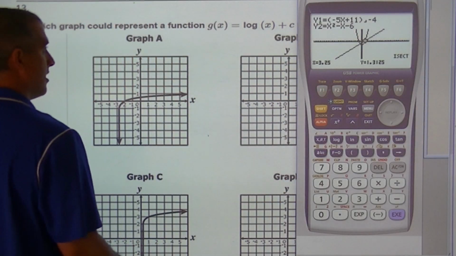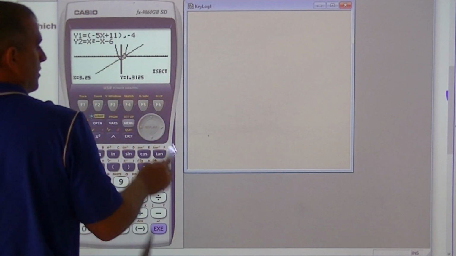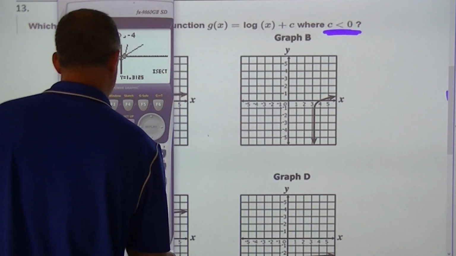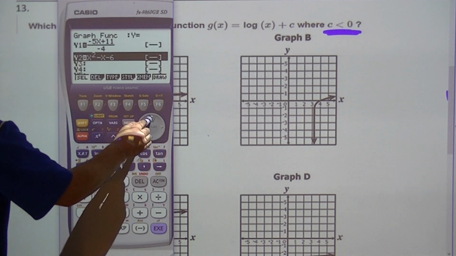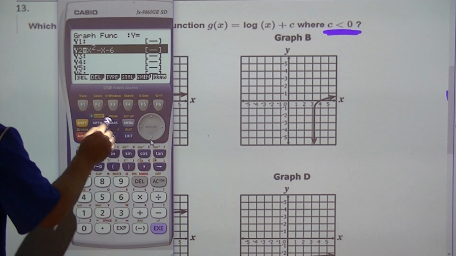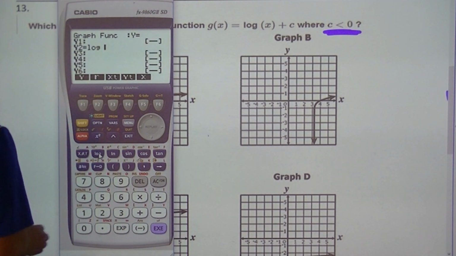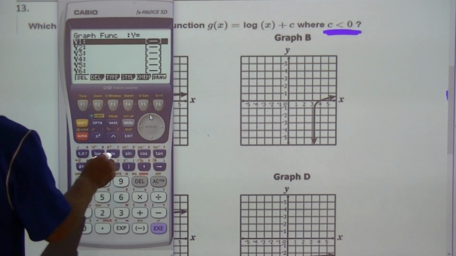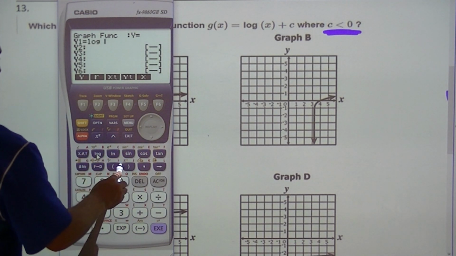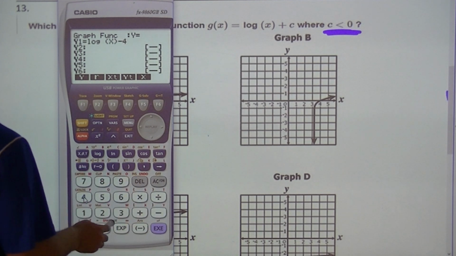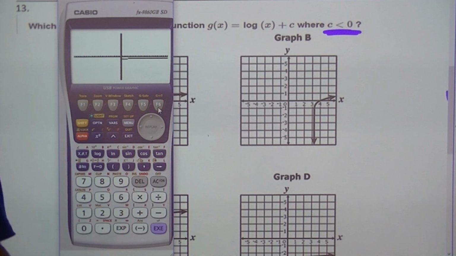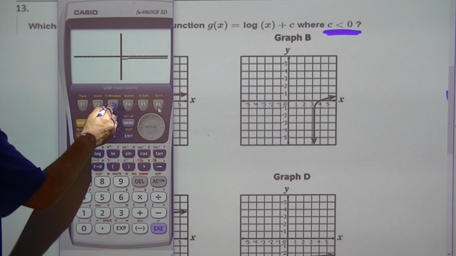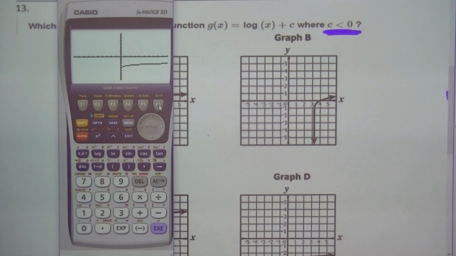So go ahead and put, when you graph this, what you got to do, you're going to go log, x, let's do -4. Now, why -4? Well, because c is less than 0. Now, when I draw that, my window's zoomed out pretty far, so let me hit F3 twice. So you can see where the graph is. The curve is down below there.